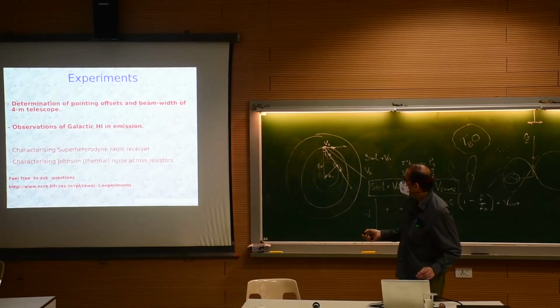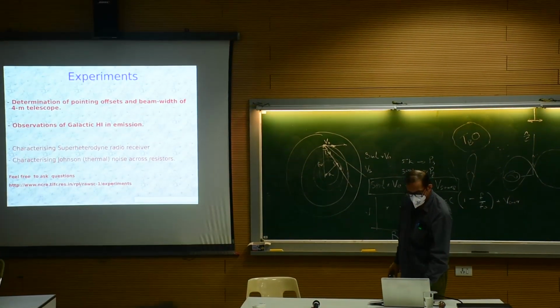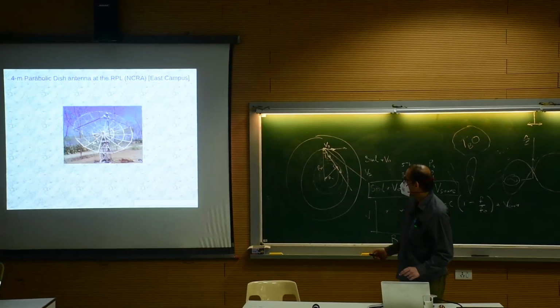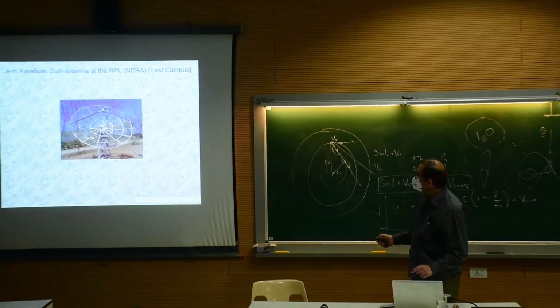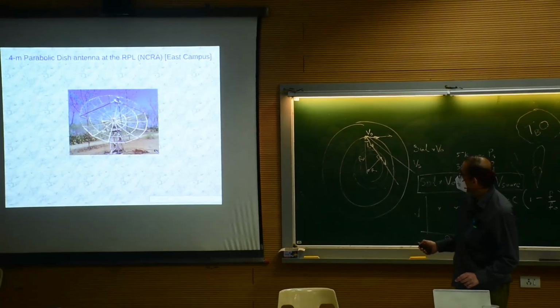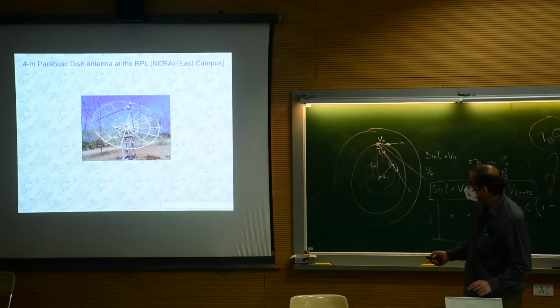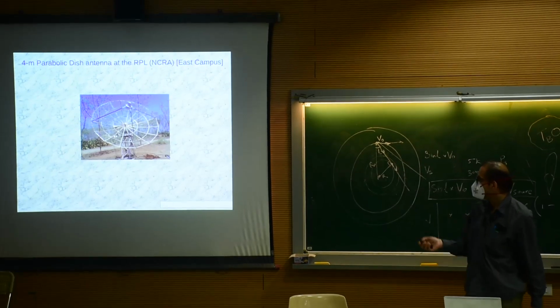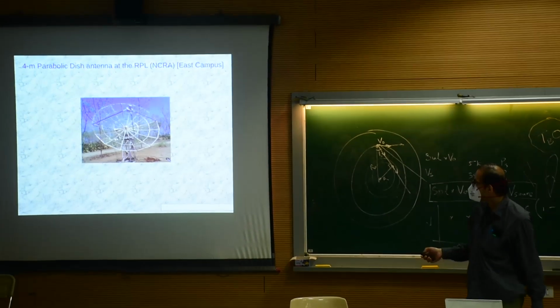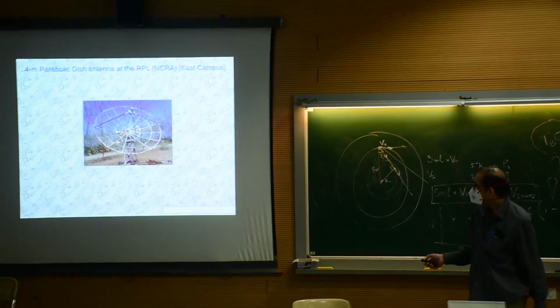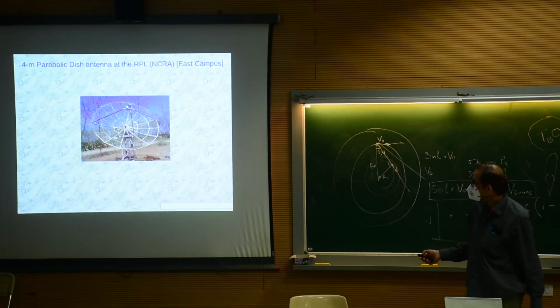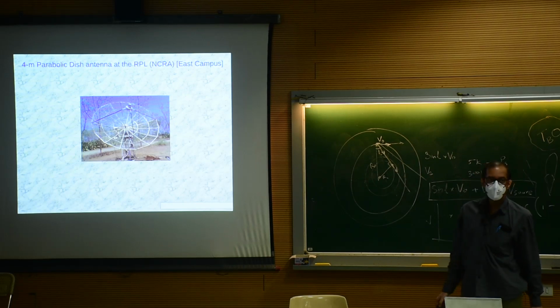Determination of pointing objects and beamwidth of the 4-meter telescope, which is at the NCRA and RPL Radio Physics Lab. So this is the 4-meter parabolic dish antenna at the RPL in the East Campus, and so tomorrow, meaning each of the days in the morning, you will see that, and when we are there, I will explain to you what are the various parts and so on. But the main thing is that the parabolic reflector is behind, which is this one, and there is something called a feed, which one can think of as the equivalent of a single disc CCD at the focus.